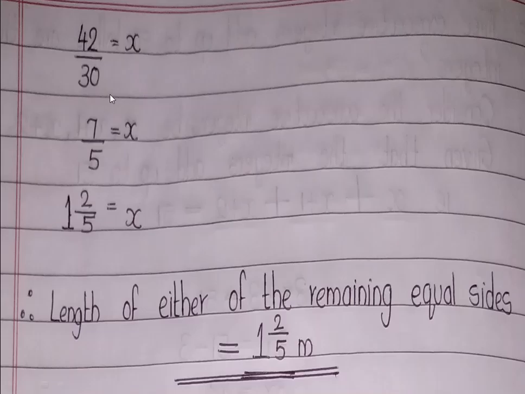What will be the next step? 42 by 30 equal to x. I have cancelled it with 6. 6 7s are 42, 6 5s are 30. So you will get 7 by 5. As 7 by 5 is an improper fraction, I have converted it into a mixed fraction. Therefore, the length of either of the remaining equal sides is equal to 1 2 by 5 meter.